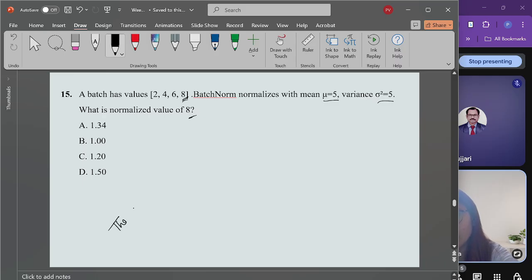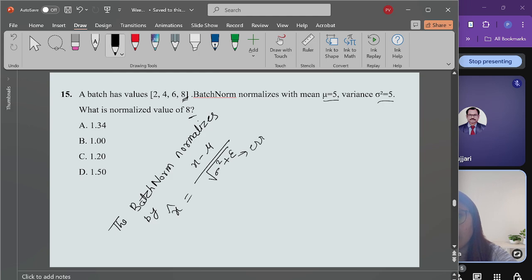The batch norm normalizes by, this is the normalization function: x minus mu divided by the square root of sigma square plus epsilon, where epsilon stands for error. There is no error given, so that is equal to 0. Okay, so they have asked what is the value for 8.